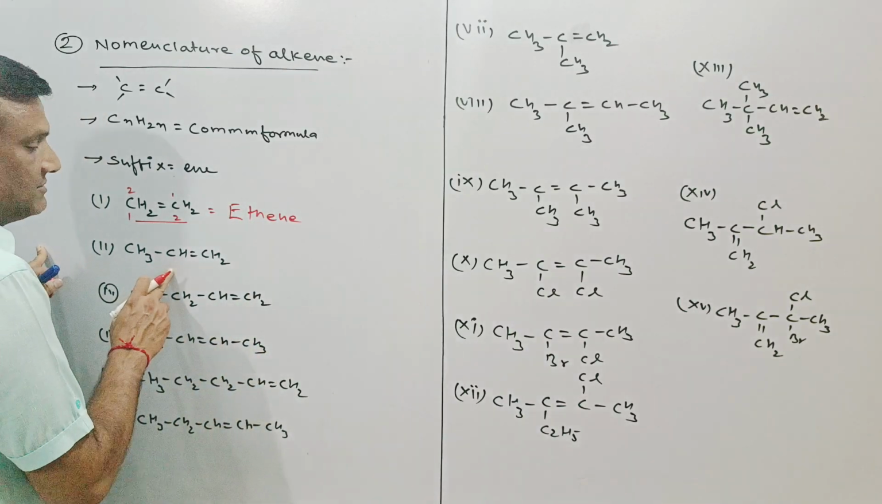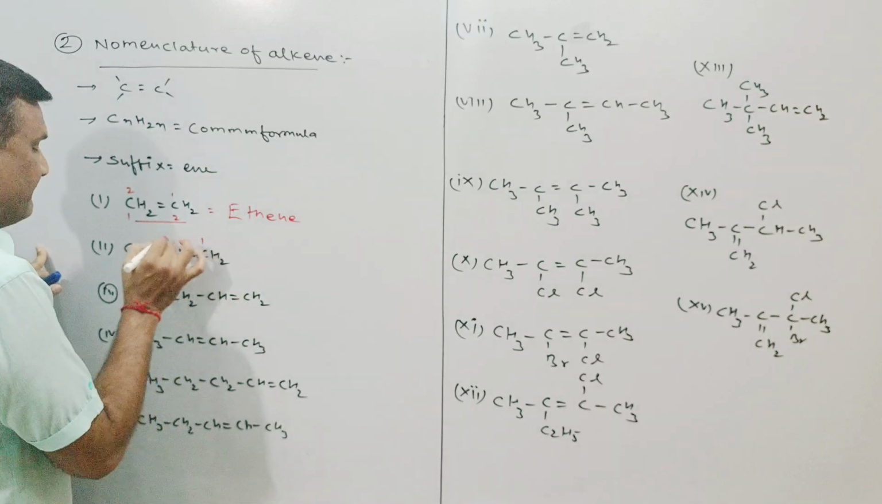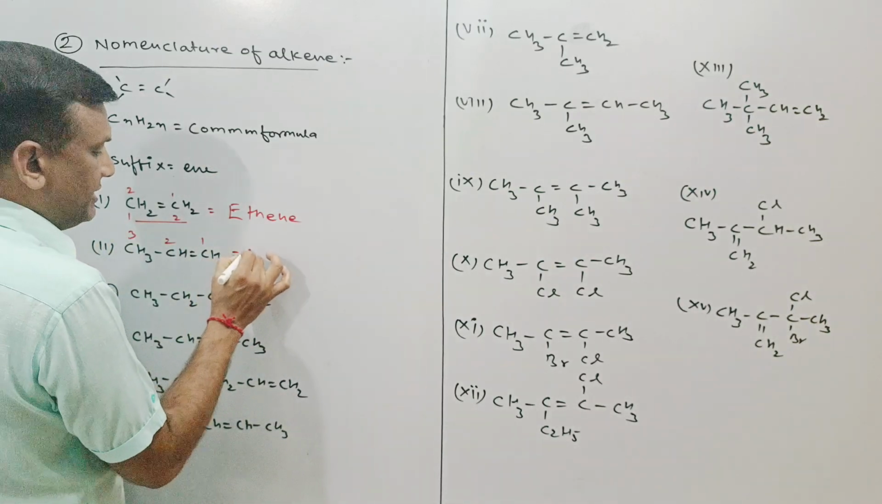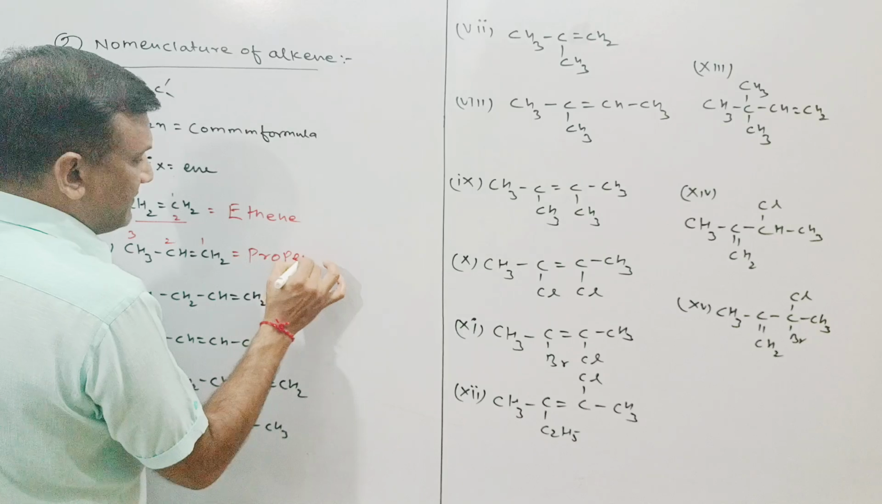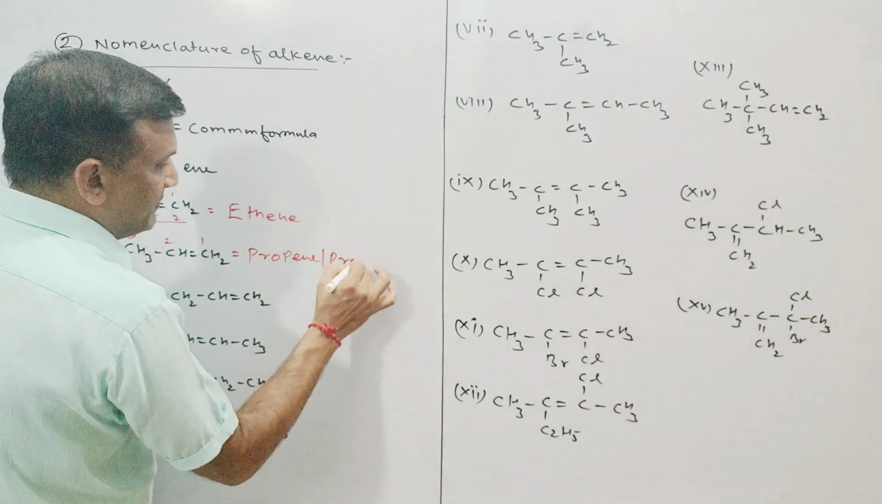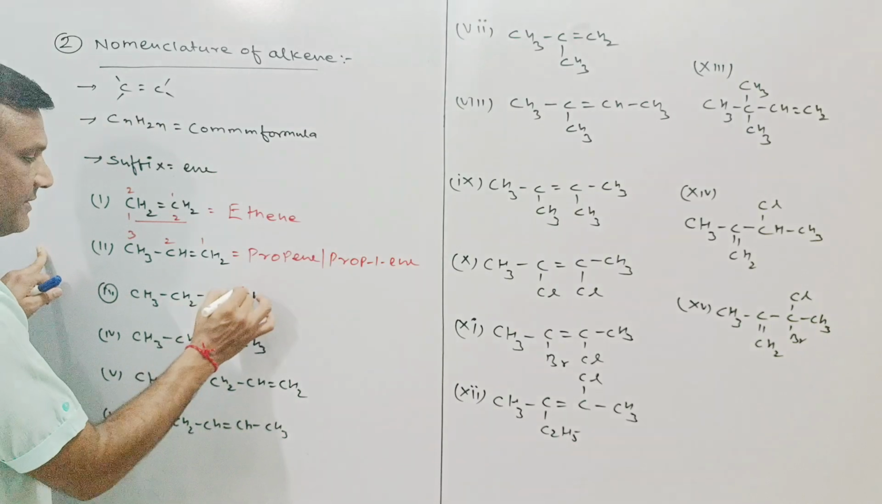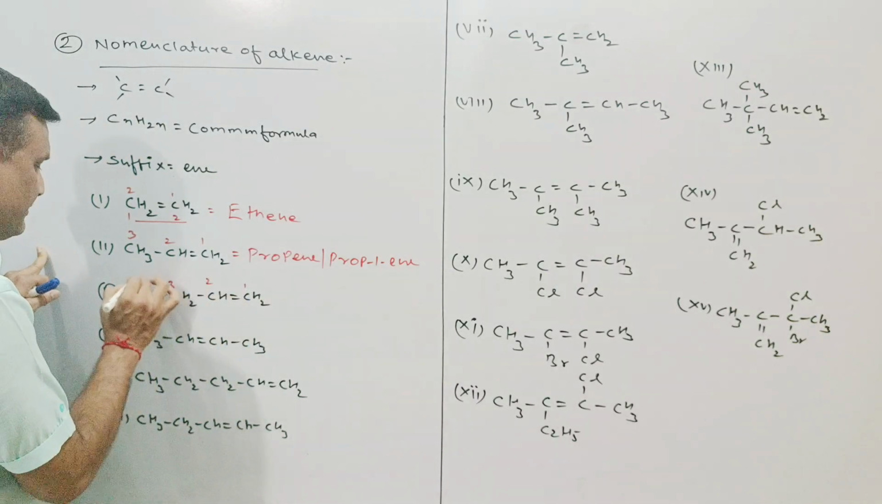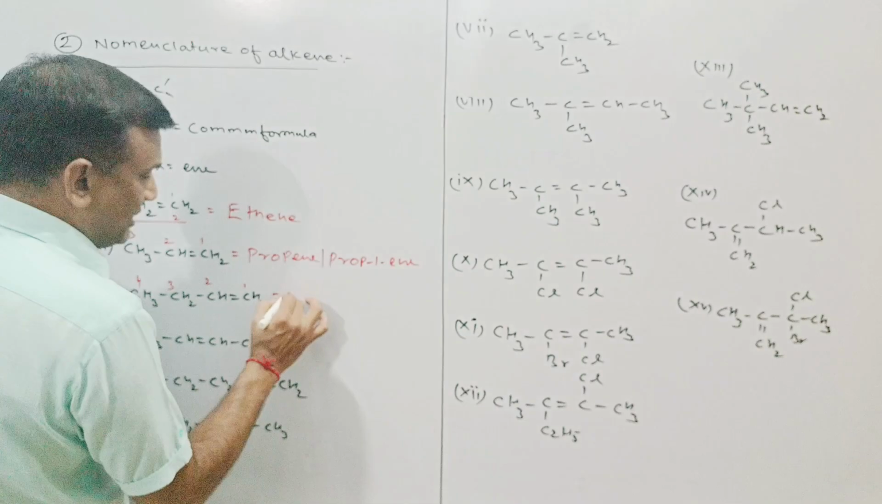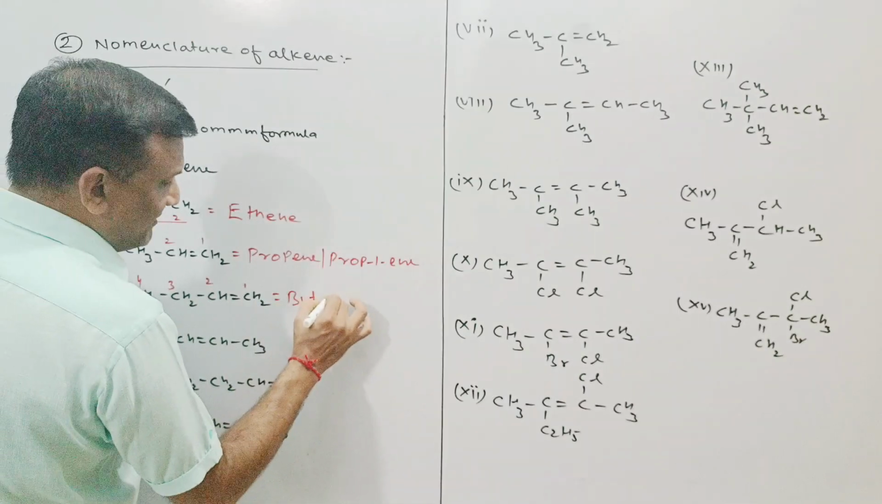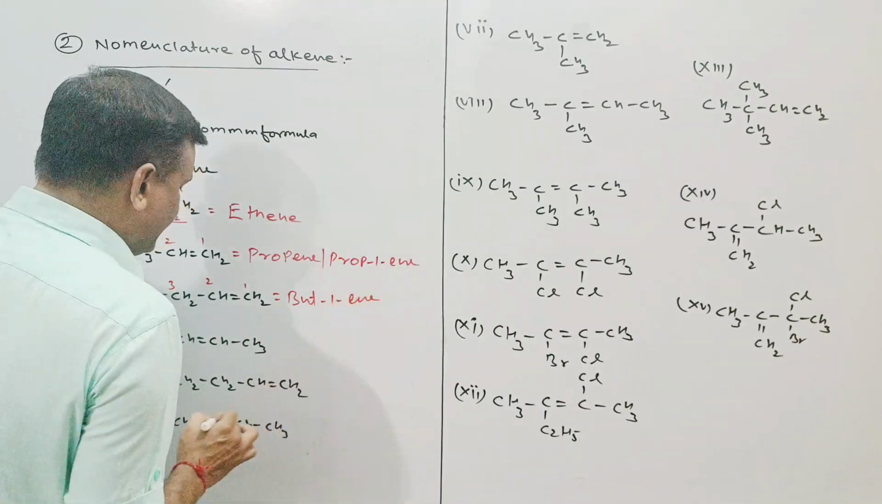If we go with the next compound, then counting will be from this side. So you will call it propene, or you can call it prop-1-ene. If you go with the next compound, this is 1, 2, 3, 4. This is the 4 carbon chain, so but. At number 1 position there is a double bond, so but-1-ene.